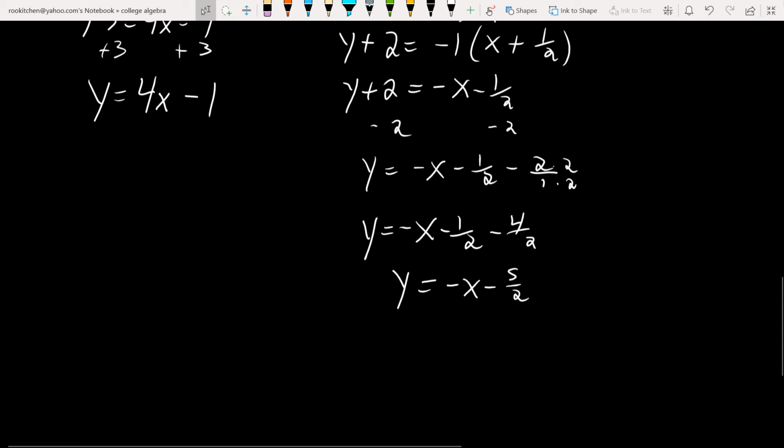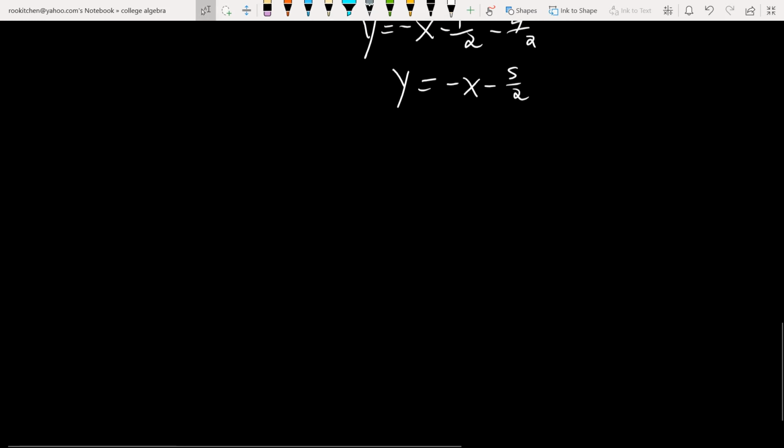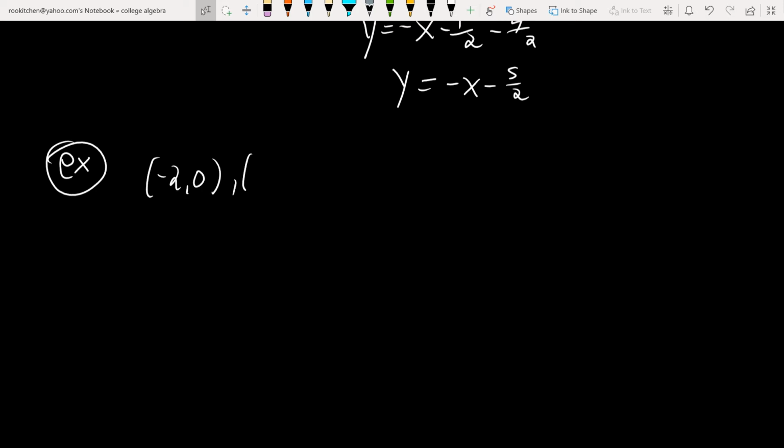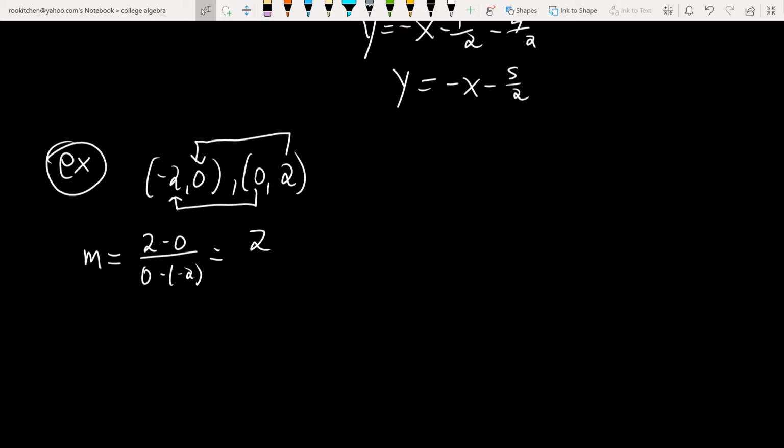The second kind of problem, what they do is actually give you some points, and then you have to determine the equation of the line. Let's try, for example, (-2, 0) and (0, 2). So you need two things. You need a slope and you need a point. You have 2 points, so that's good. For the slope, you're going to have to use the formula y2 minus y1 over x2 minus x1. So y2 minus y1, 2 minus 0, over x2 minus x1, 0 minus -2. 2 all over 2, so the slope is 1. Get some easy slopes to work with here.